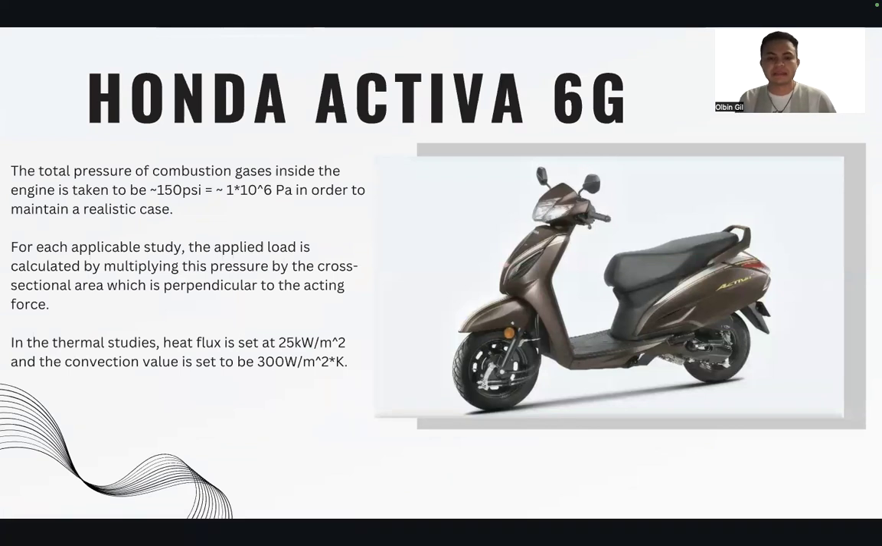we did the engine. We did the conditions based on a typical motorcycle like the Honda Activa 6G, which is a very common motorcycle in India. And motorcycles like these experience a compression pressure of 150 PSI, which is about 1 million pascals. And then we use this value to find the force in different parts by looking into the cross-sectional area. We also took into account the heat flux these parts experience, and also the convection value.